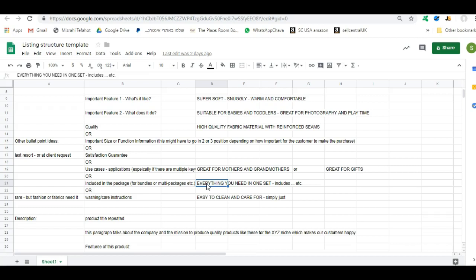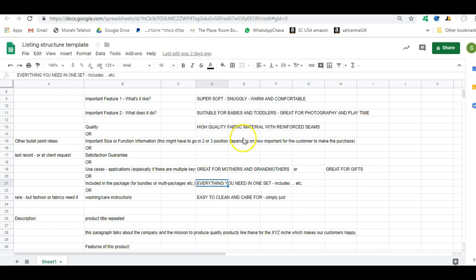The idea, get to the idea behind the fact that everything's included. What does it mean that everything's included? Well, it'll be easy, and you only have to buy one product. You'll save money, you'll save time. But if you have writer's block, or you can't think of something, just say, this package includes, and the customer will be interested to know what's included.